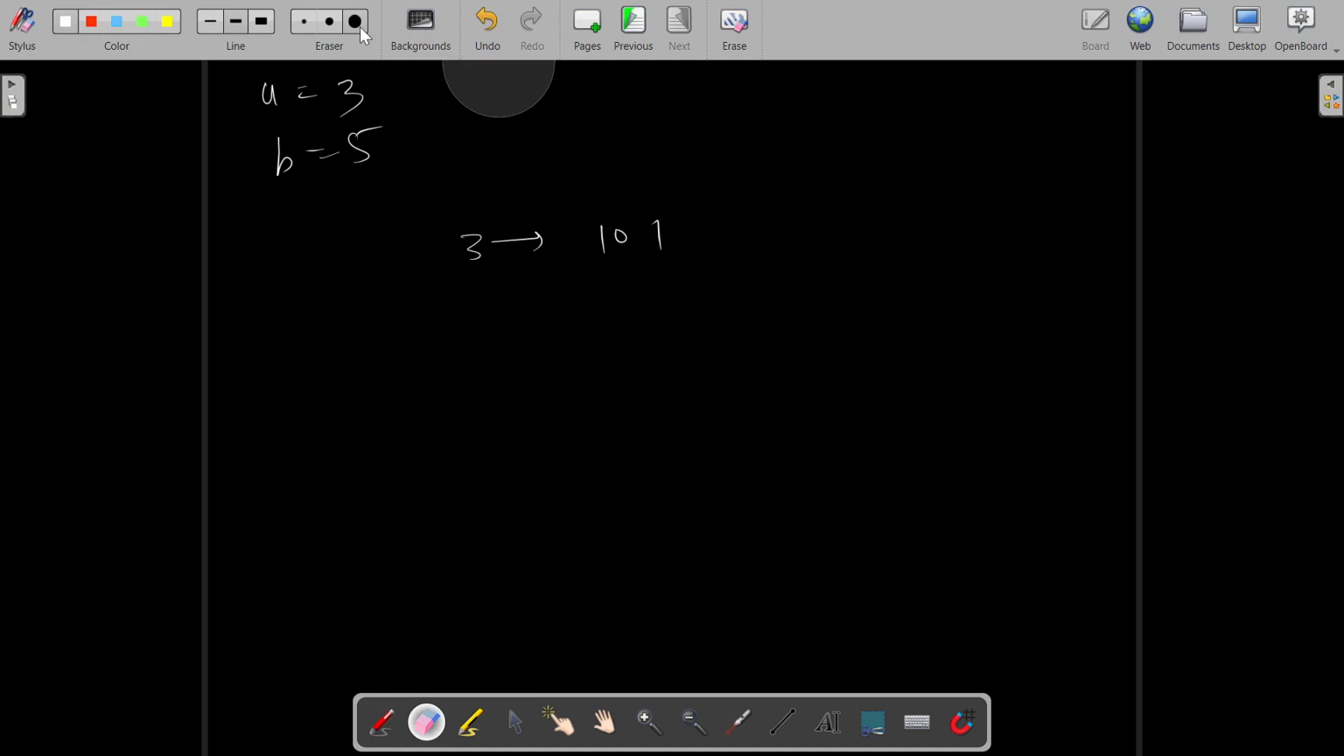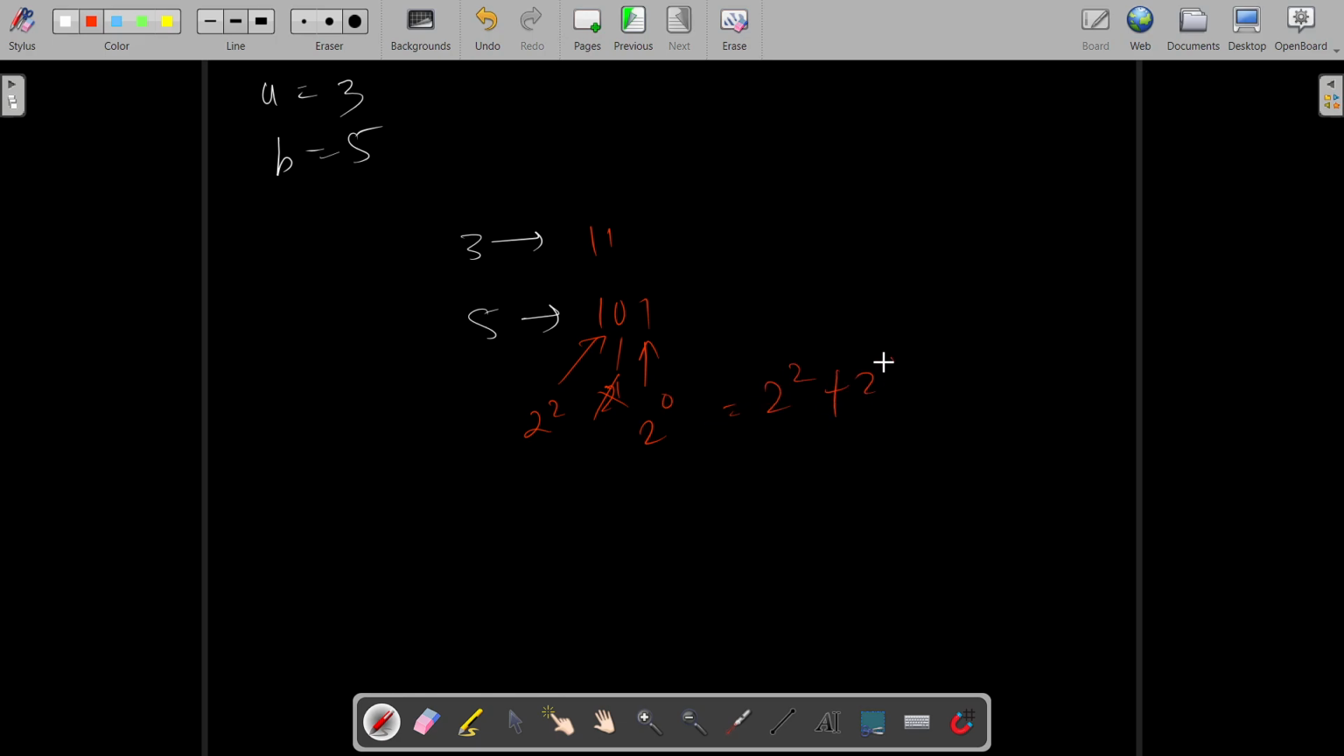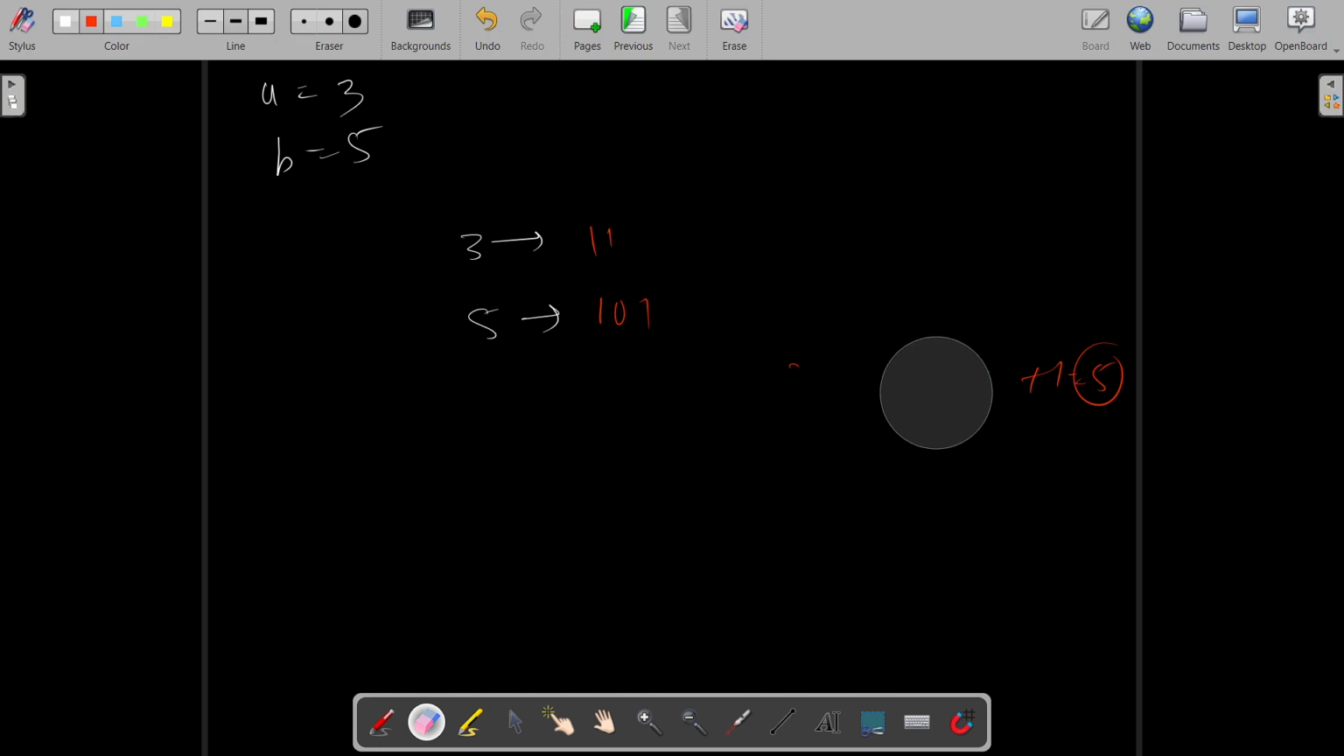I got it wrong. The binary representation of 3 is 11. And the binary representation of 5 is 101, because this is 2 raised to power 0, we consider this, and we consider this as well, so 2 raised to power 2. This would have been 2 raised to power 1, but since it is not set, we won't consider it. So 2 raised to power 2 plus 2 raised to power 0 gives us 4 plus 1, which is 5. So we are absolutely correct here. These are the binary representations of these two numbers.